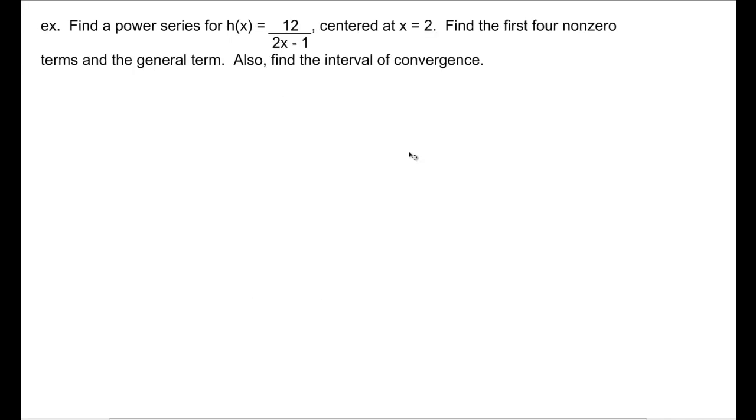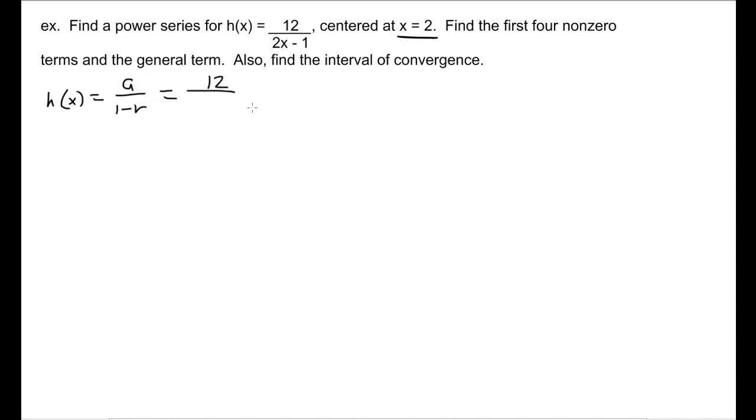In our third and final example, we are going to find a power series for h of x equals 12 over 2x minus 1. But look, we are centered not at x equals 0 anymore, but we're centered at x equals 2. So this is going to be a little different, but very similar steps, actually. We want h of x to equal a over 1 minus r. So let's take this negative 1 and put it out in front.